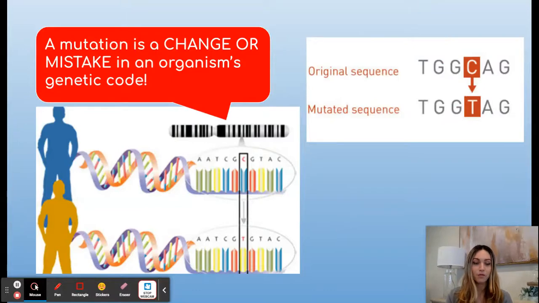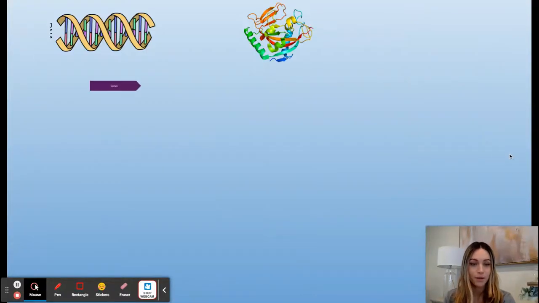So we remember, moving forward, before we talk about types of mutations, that a mutation is any change or mistake in an organism's genetic code. We see another example here where this original sequence along the gene was TGGCAG, and a mutation has taken place, changing it to TGGTAG, seeing that C has been changed or shifted to a T. Even that small, tiny mistake, just one letter, is a mutation that can potentially have serious outcomes for the organism. That's what we'll go ahead and talk about now.